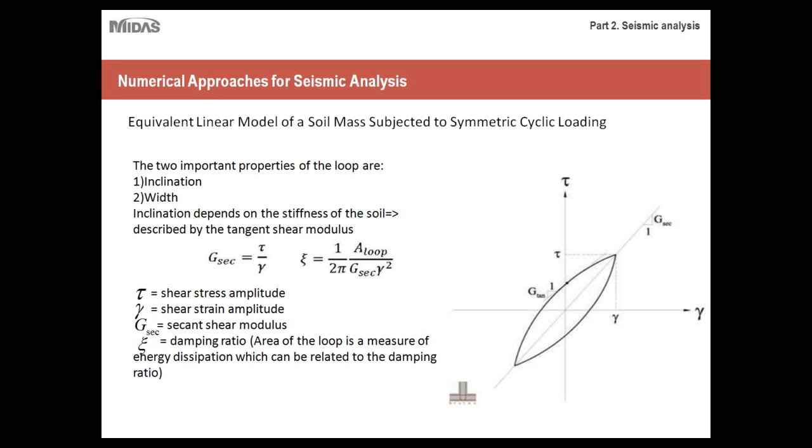Now, obviously, because soil is nonlinear, this isn't an exact replica of how it would behave, but it's an assumption you're making for the sake of simplicity. Certain things to take into account: the main important properties of the loop are its inclination and its width. The more inclined the loop is, the greater the stress and the greater the strain. For example, if this loop was tilted this way, it would handle greater strain with smaller amounts of stress, whereas if you inclined it the other way, the behavior would be the converse.